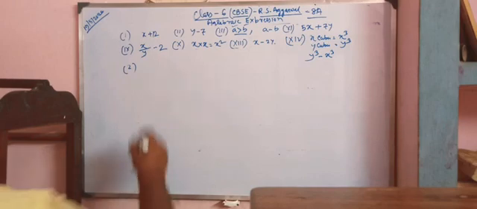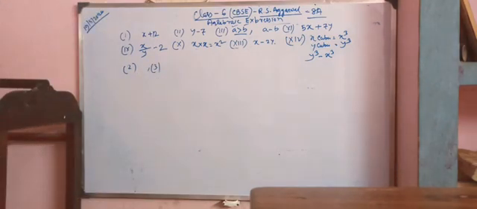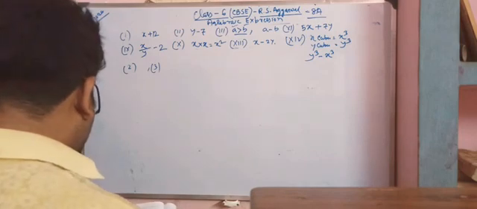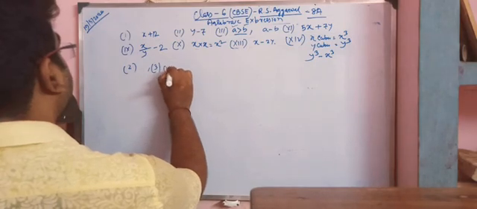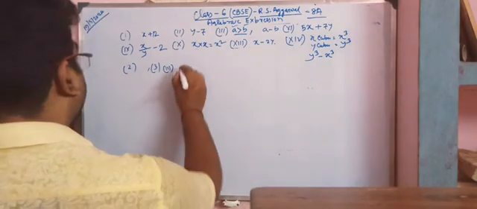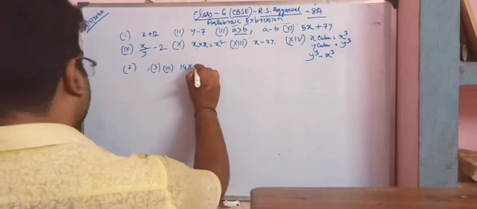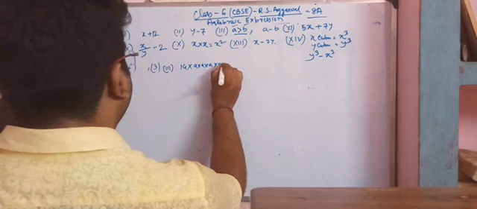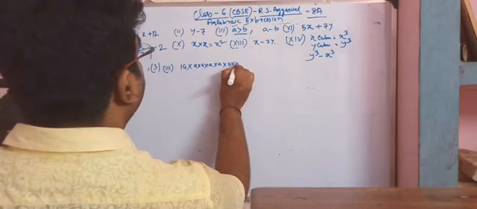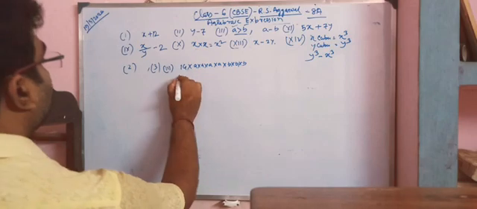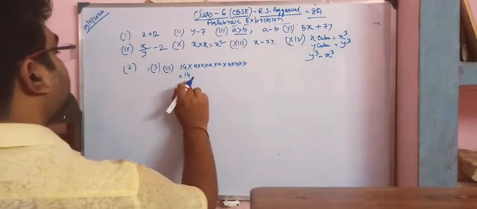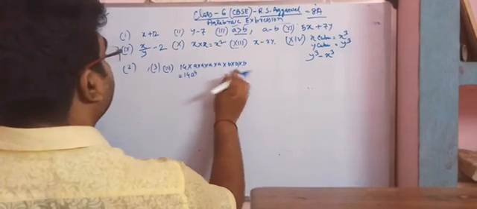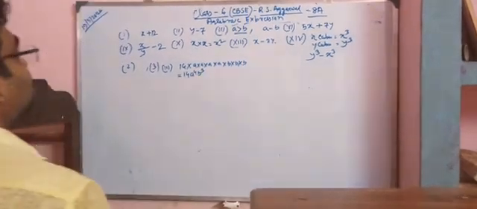Next, move to question number 3, small 3. 14 into a into a into a into a into b into b into b. So now what will be my answer? 14 has remained same. Now here a is multiplied 4 times, so a to the power 4, and here b is multiplied 3 times, b to the power 3.